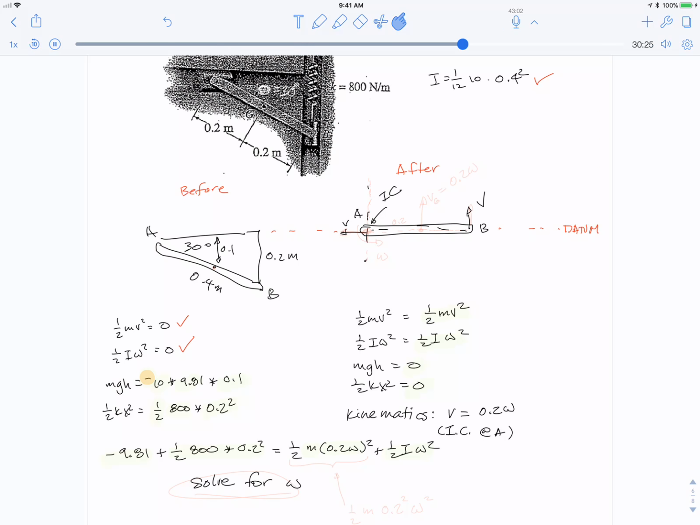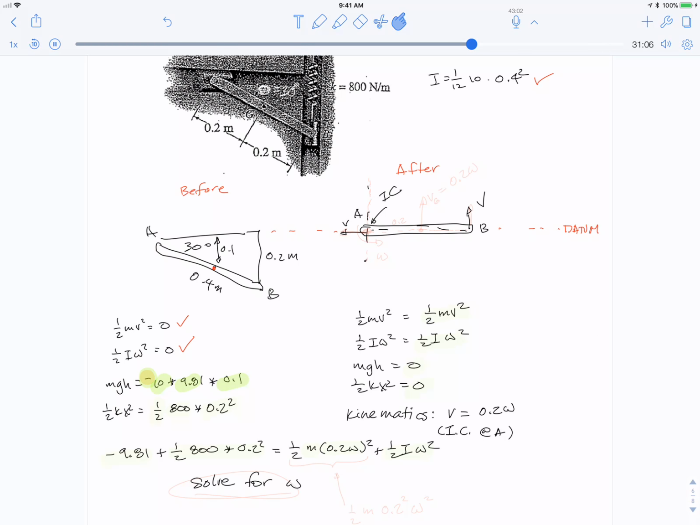And so what you need to do is multiply the weight times the distance it goes up or down from the datum, and the distance of the center of gravity. So the center of gravity of the rod is right in the middle. So if the right end goes down 0.2 meters, the middle, by similar triangles, goes down 0.1 meters. So the potential energy is just the weight, which is m times g, times the height, 0.1 meters. And in this case, it's going down from the datum, so that's a negative potential energy.